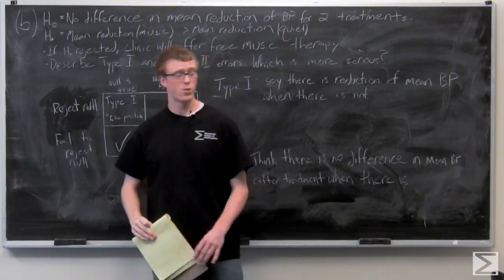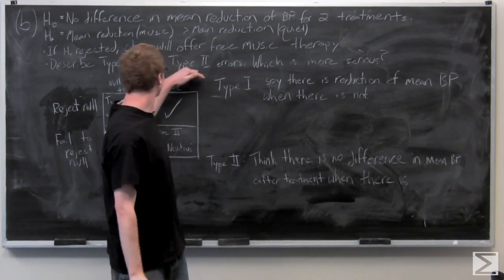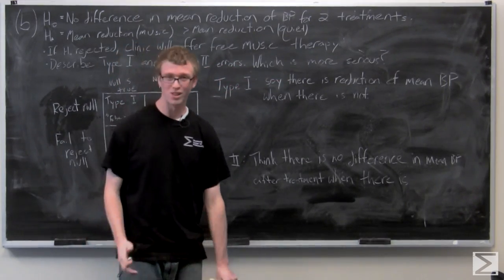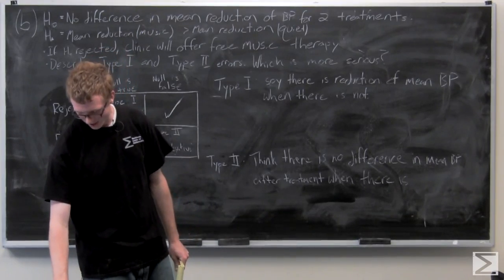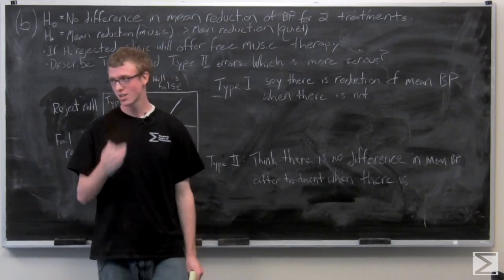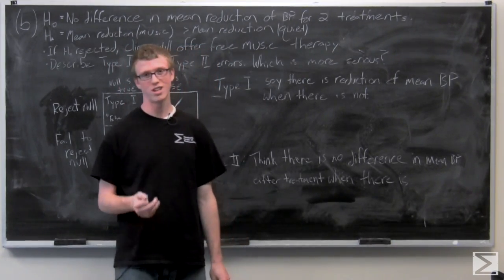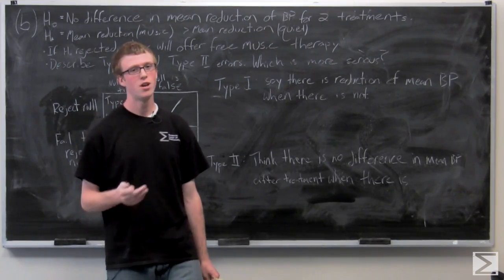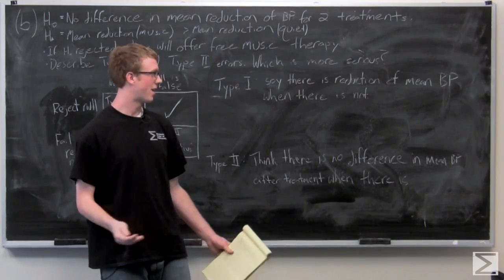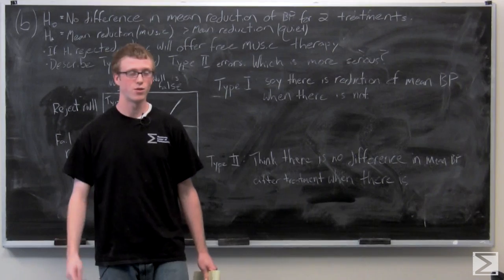Now, the end of the question asks us, I wrote down here, which of the errors is more serious, a type 1 or type 2, but the question actually asks us to discuss which type of error you think is more serious. So again, like part 1 of this question, it's a little bit open to interpretation as long as you provide a full argument with supporting details for why that error is more serious. They will accept the answer and give you full credit.